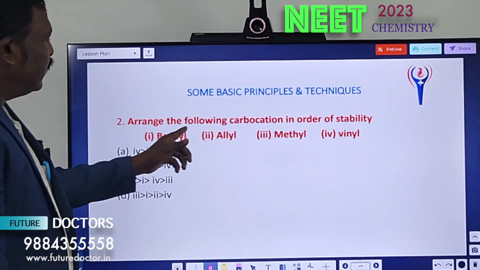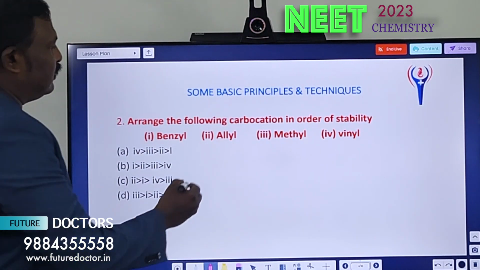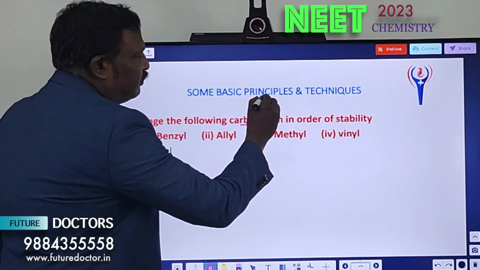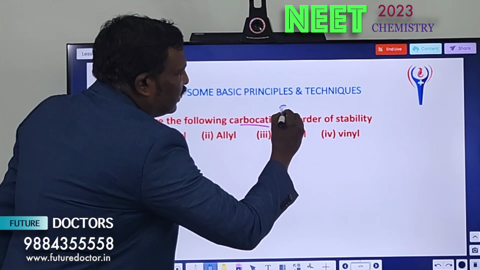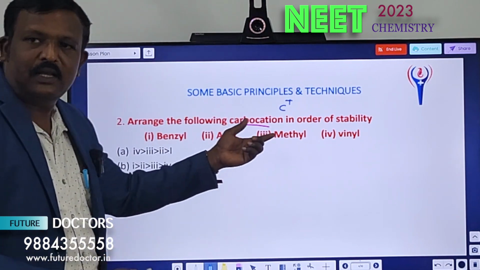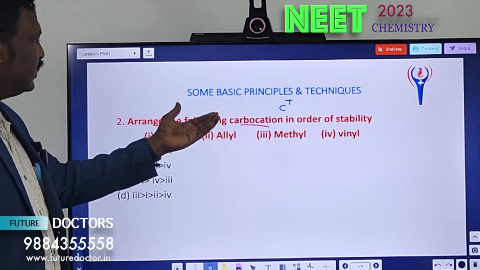Next one. Arrange the following carbocations in order of stability. So carbocation means what? What is the meaning of carbocation? Carbon having a positive charge is called a carbocation. Understood? Carbanion means carbon having a negative charge is called a carbanion. That stability we have to compare.